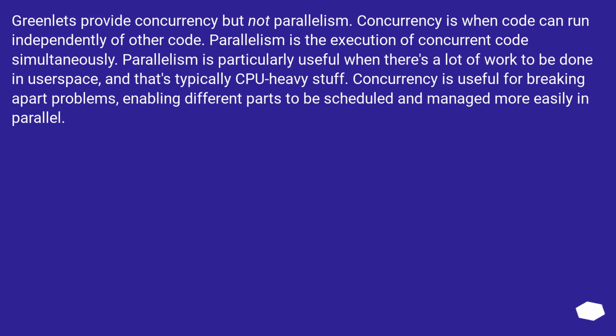Greenlets provide concurrency but not parallelism. Concurrency is when code can run independently of other code. Parallelism is the execution of concurrent code simultaneously. Parallelism is particularly useful when there's a lot of work to be done in user space, and that's typically CPU-heavy stuff. Concurrency is useful for breaking apart problems, enabling different parts to be scheduled and managed more easily in parallel.